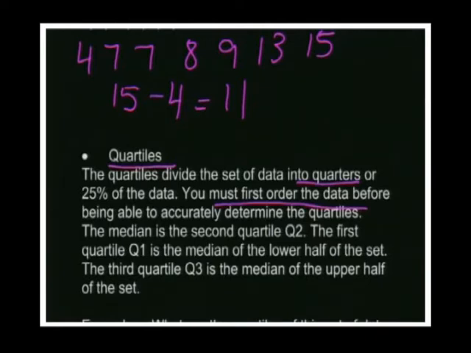The first quartile is the median of the lower half, and let's underline that. The median is the second quartile, or Q2. The first quartile, Q1, is the median of the lower half of the set, and the third quartile, or Q3, is the median of the upper half of the set.